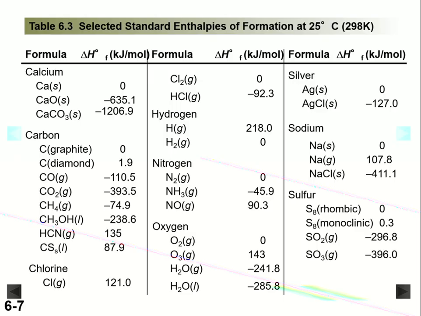Let's take something really simple. Let's look at oxygen in this table. Under the title oxygen, we see O2 and O3. O2 gas is the normal oxygen gas. O3 gas is ozone. That's an allotropic form of the element oxygen.